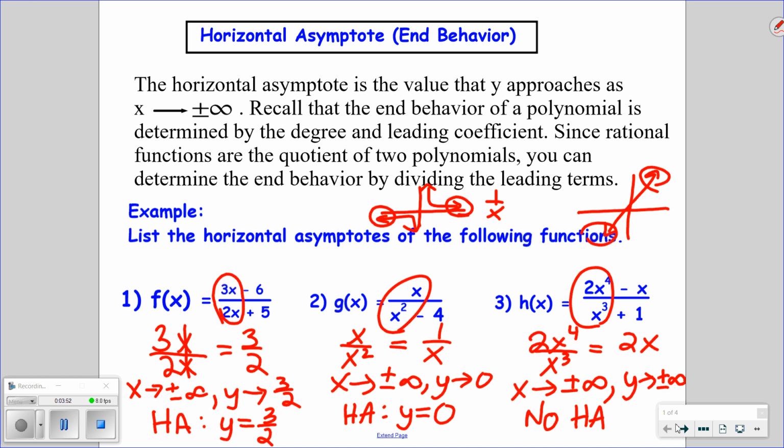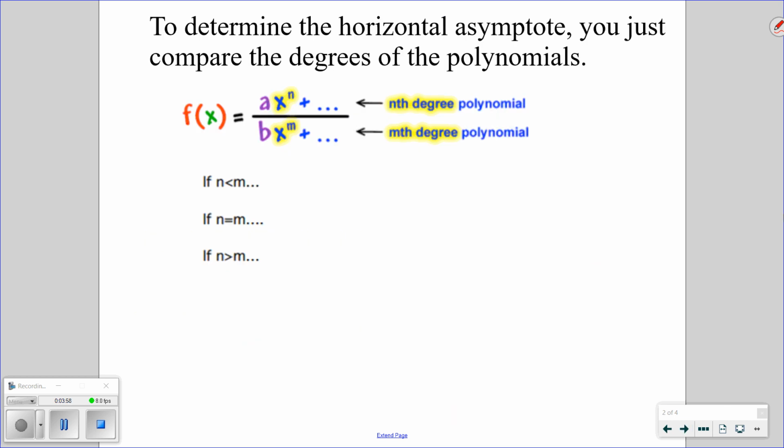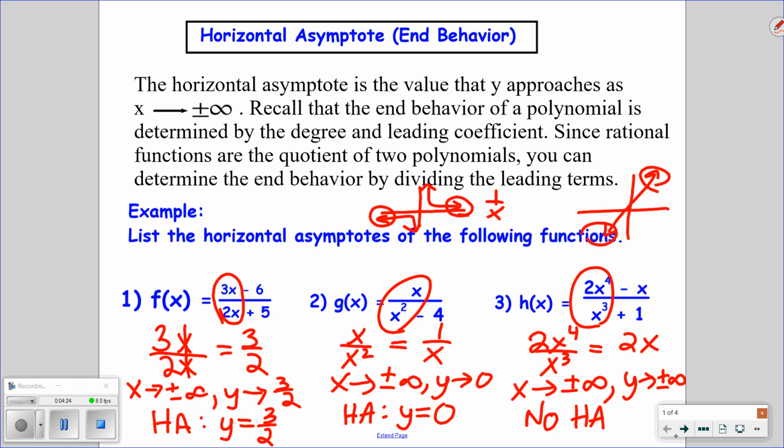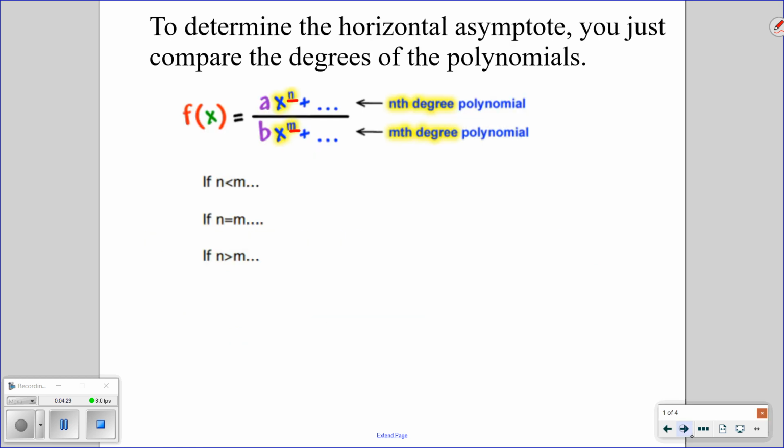Okay, now there's a shortcut to this. So all you actually have to do to determine the horizontal asymptote of the rational function is compare the degrees of the polynomials. Okay, so the way this is written, n is the degree of the numerator, m is the degree of the denominator. So if n is less than m, which would mean the degree of the denominator is bigger, that's what we saw here in example 2, that's when the horizontal asymptote is y equals 0.